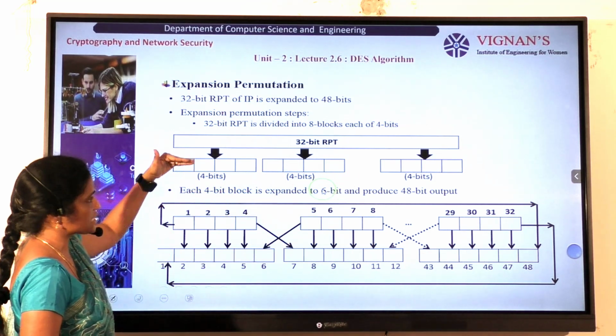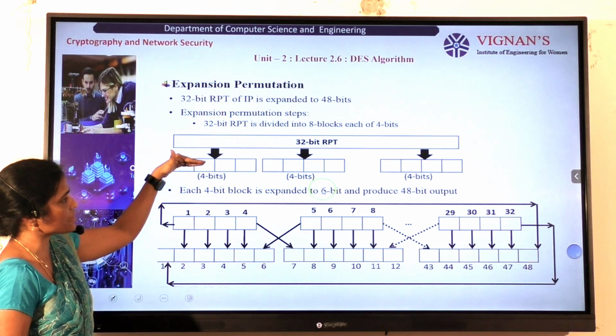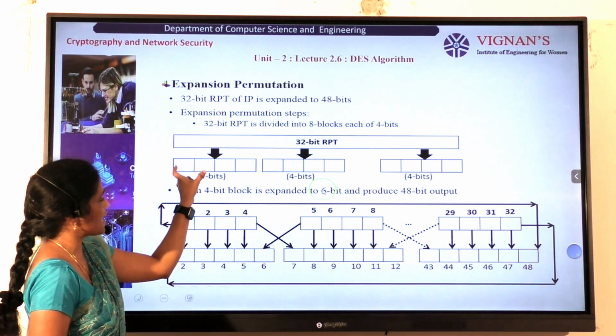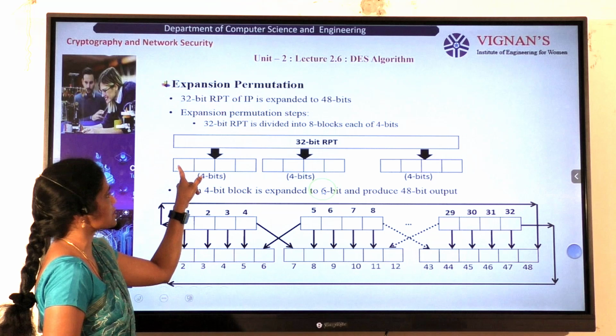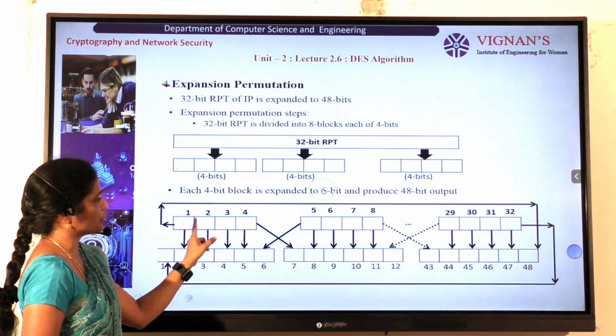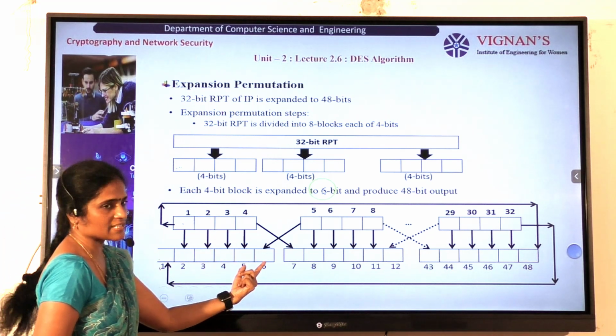See how it is expanded by grouping it into 6 bits. This 4 bits is grouped into 6 bits in this manner. See, 1 2 3 4, whatever the bits are, they are taken in this one: bit 1, bit 2, bit 3, bit 4 position. We will drop them like this, 1 2 3 4.